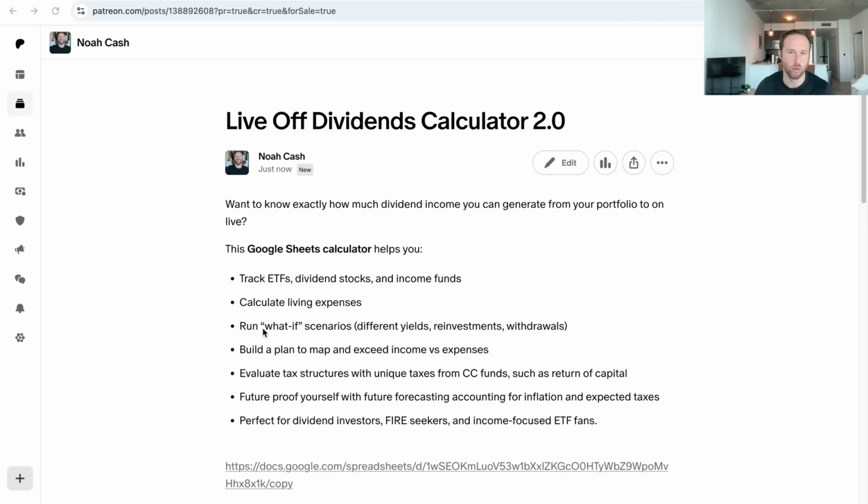And it's a really exciting Google Sheets. I think it's going to really help us prepare for living on dividends through these covered call funds. And so let's jump right into it.